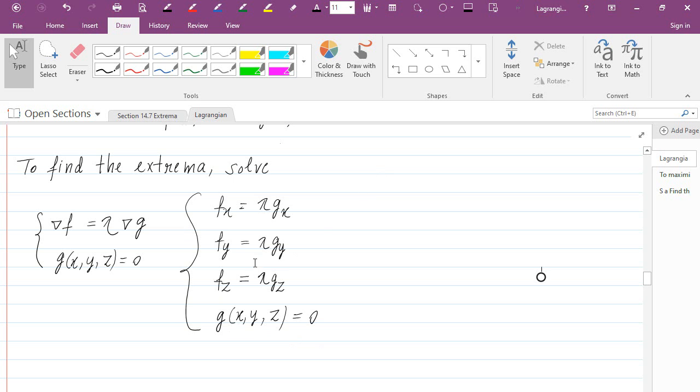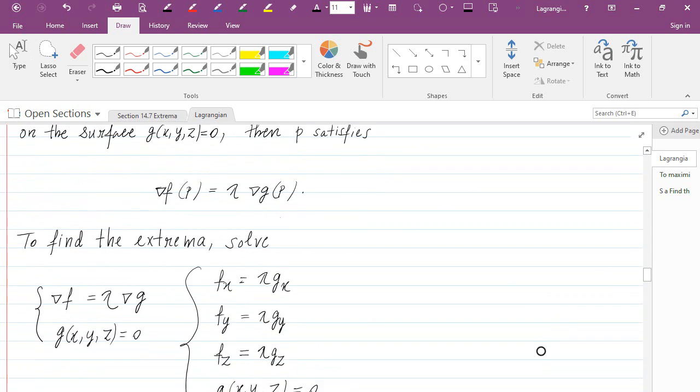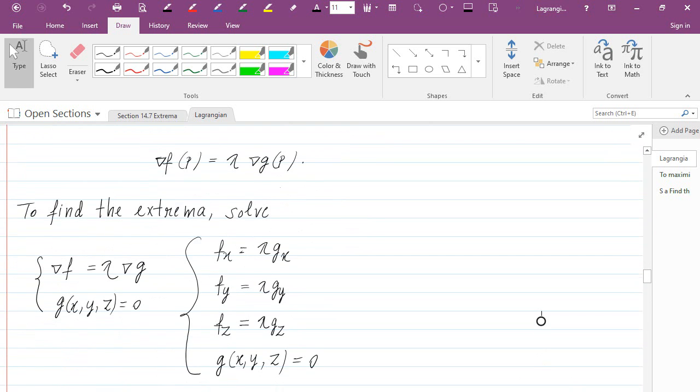So if we solve this system of equations, then we're going to find the points. We solve this system of equations to identify the points P where the extreme values may occur.